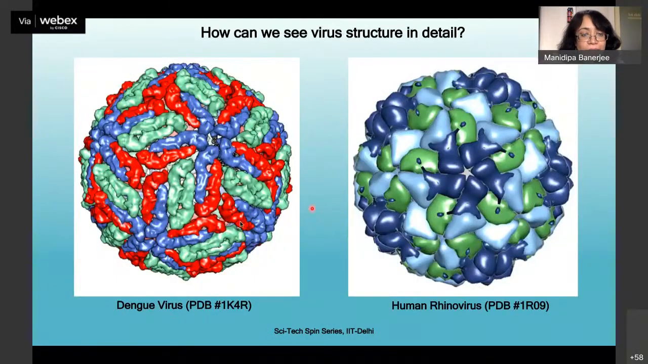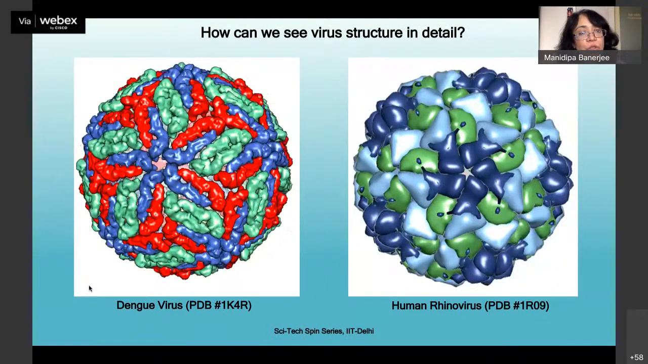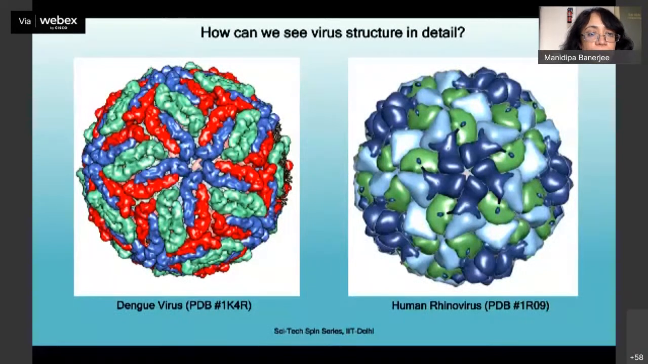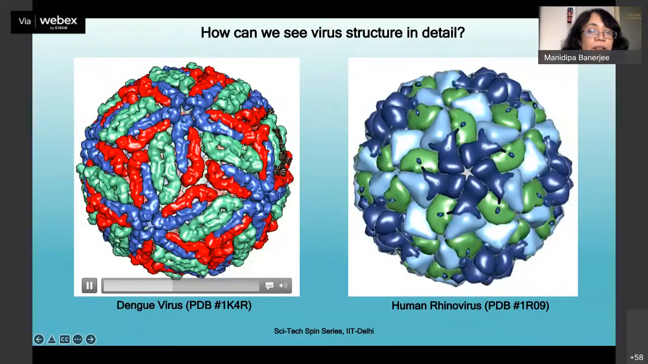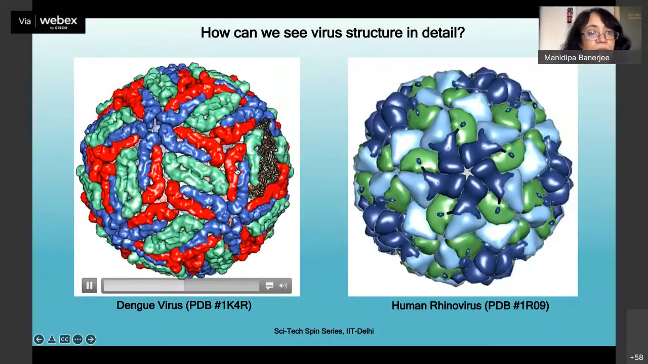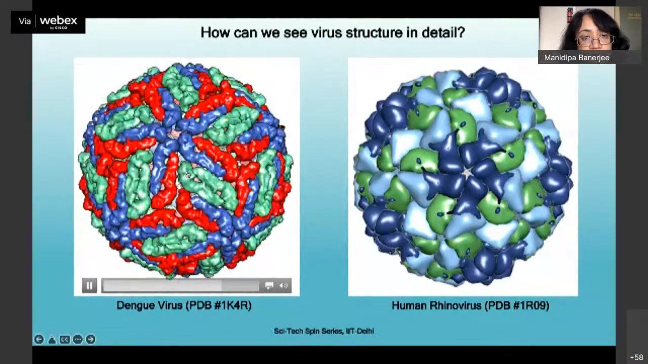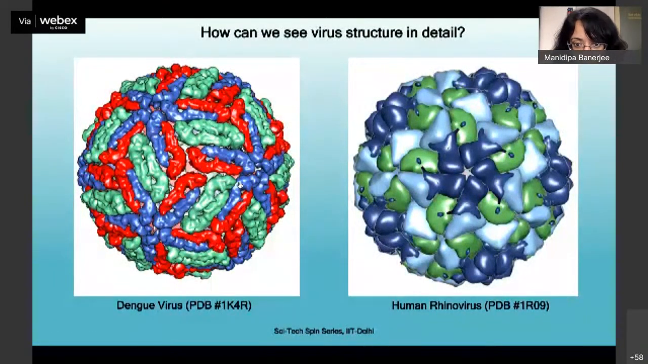Okay, so I'll just very quickly show you two videos. On your left hand side, this is the dengue virus. I'm sure we are all familiar with the dengue virus. And I have color coded the proteins that make up the shell. The proteins are color coded in green and red and blue. And you can see that there's this five-fold axis of symmetry. There's a two-fold right there. There's a three-fold there, right? So it's a very nice, very symmetric structure.